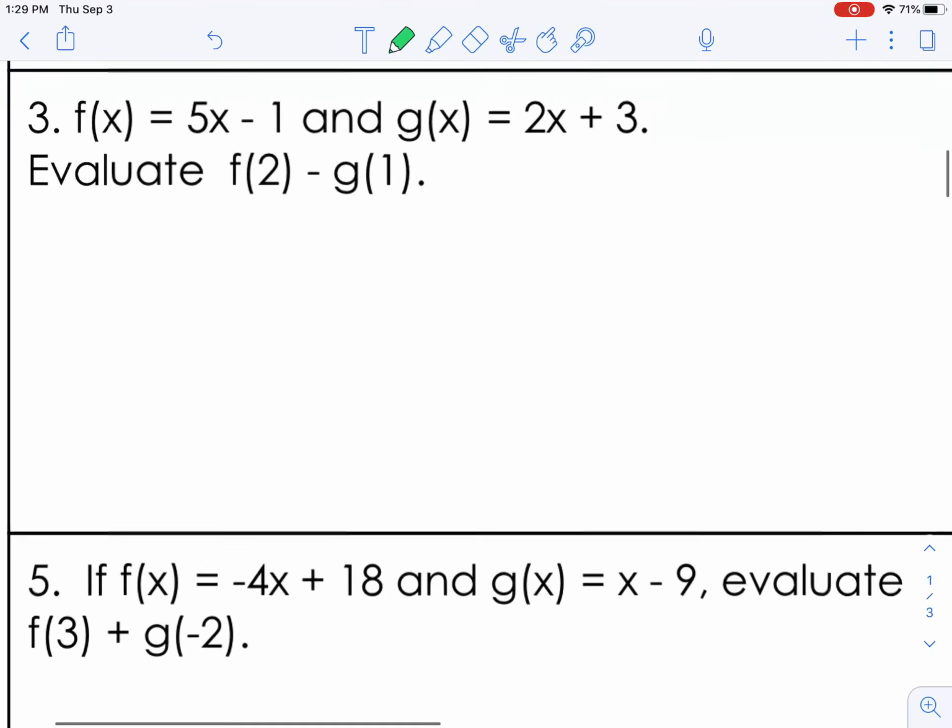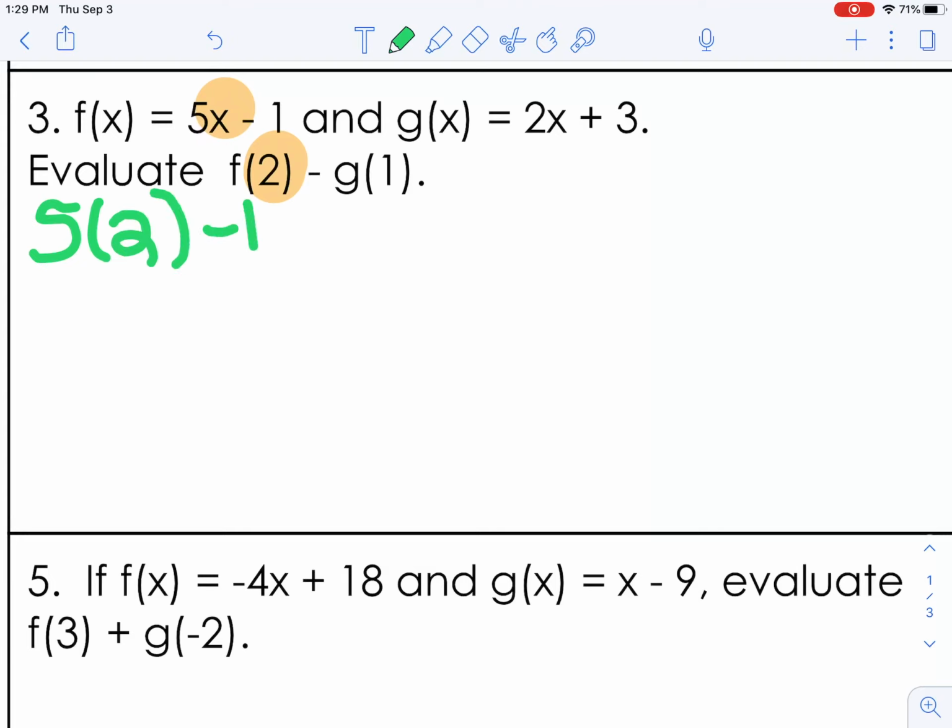Number 3, f of x equals 5x minus 1 and g of x equals 2x plus 3. Evaluate f of 2 minus g of 1. So first, let's just look at the f function. We're going to take this x value of 2 and plug it in for x. So instead of writing 5x minus 1, we're going to write 5 times 2 minus 1. 5 times 2 is 10. 10 minus 1 is 9. So f of 2 equals 9.